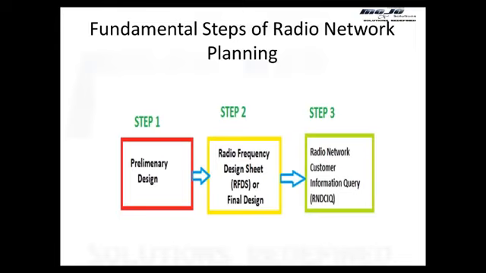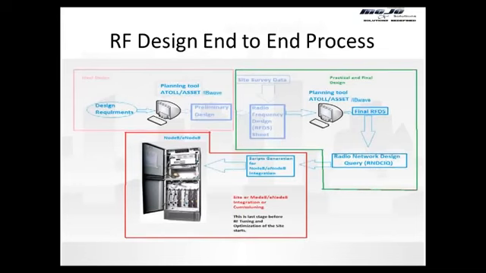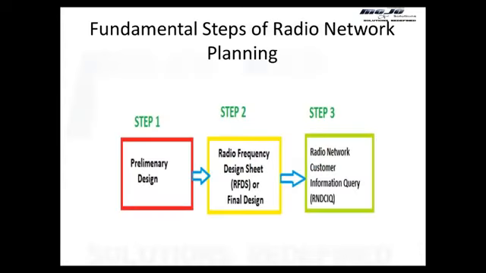So what is step one? There is a preliminary design, then there is a radio frequency design sheet, RFDS, and then the third and final step of any design process is the RNDCIQ, or radio network design customer information query. These are the three fundamental steps. Nobody can disagree: generally or vaguely, these are the three major steps of the design process of any cellular radio network, be it LTE, UMTS or DAS.